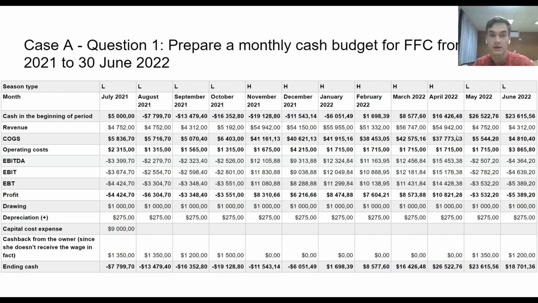Starting from case A and question 1 particularly, we present you the final result of these calculations. You can see that the period is split into 12 months from July 2021 to June 2022. The beginning cash is $5,000. The ending cash is $18,700. The low months present the low performance, the losses. That's why the cash is dropping, and we can see the cash shortage. But at the end, the higher performance months are doing much better. That's why the cash is positive.